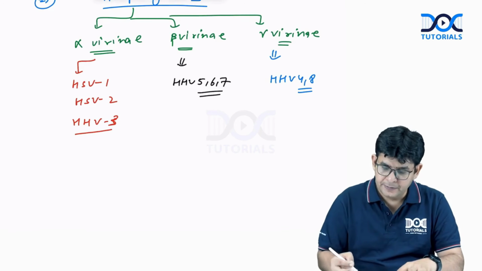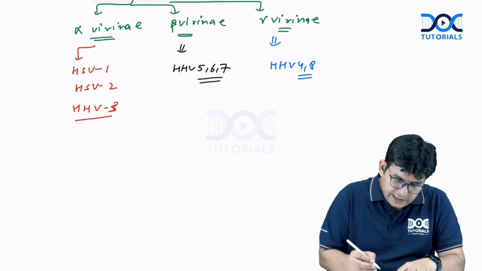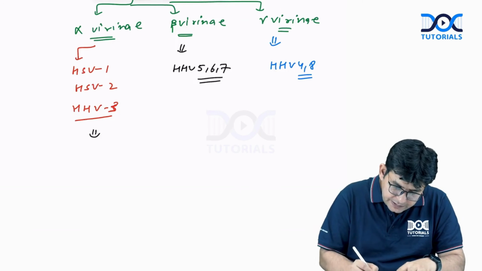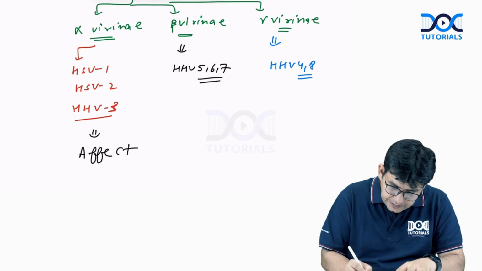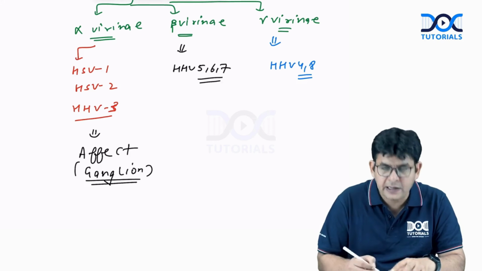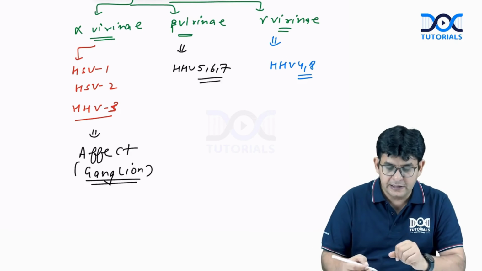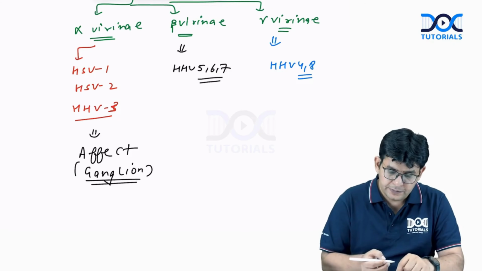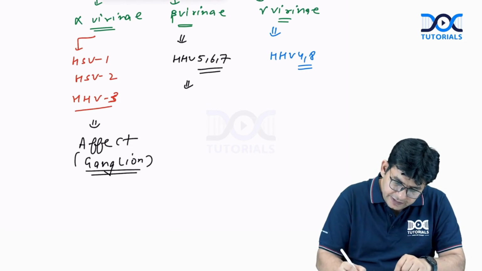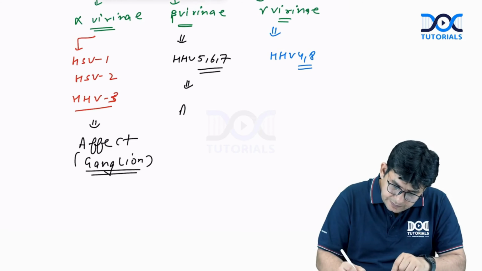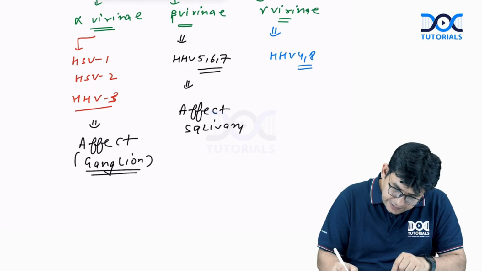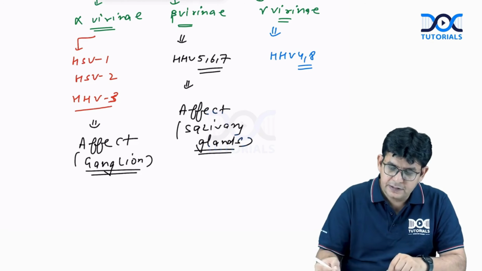Now, these alpha viridae members affect the ganglia, and they stay in your ganglion. Like HSV1 stays in the trigeminal, HSV2 stays in the sacral ganglia, and they stay there for a lifetime. So they affect the ganglia. HHV5, 6 and 7 affect the salivary glands.